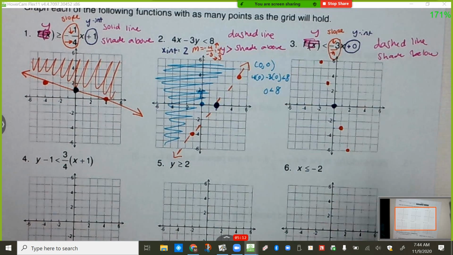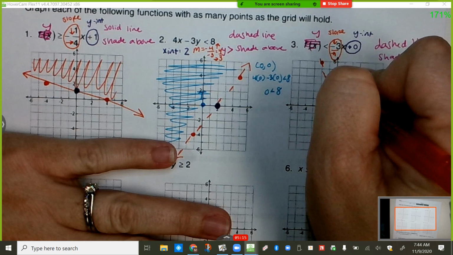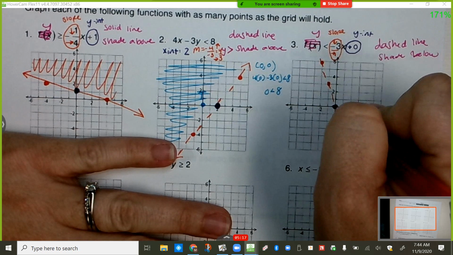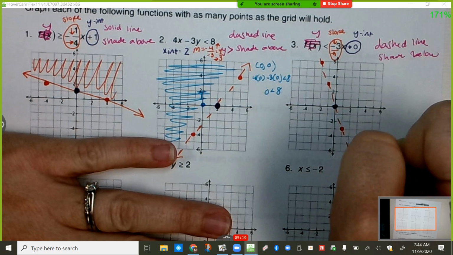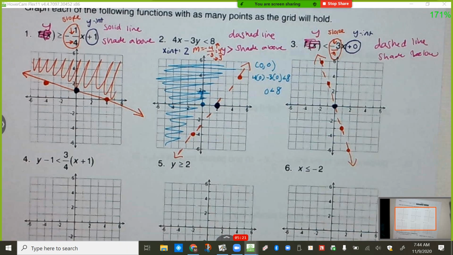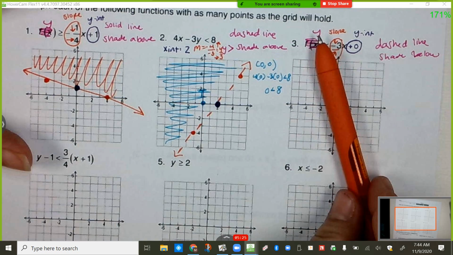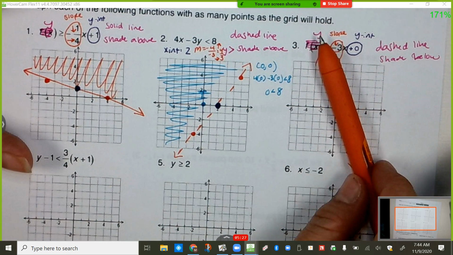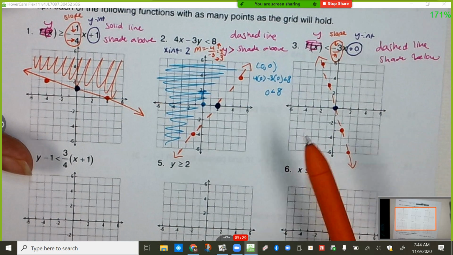Okay, and this is going to be a dashed line. Okay, and then we said shade below. So this one, if you have a hard time realizing what's below, remember you can put your pin on it and drag it. If I drag it down, it just covered the side that we're going to shade.